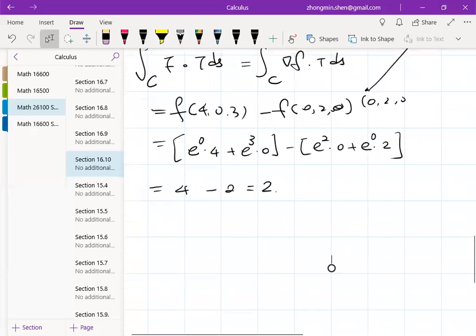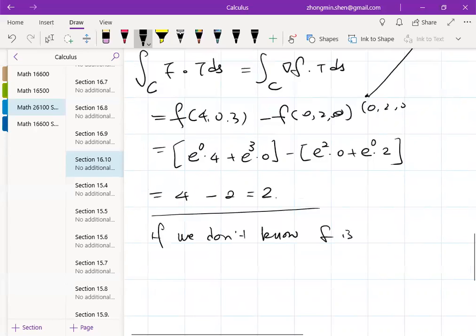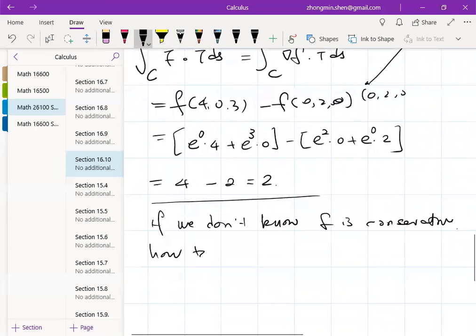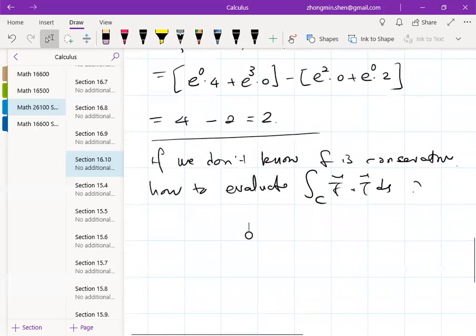If you want to evaluate this line integral, first of all, you have to find the parameterization. Okay. If we don't know f is conservative, how to evaluate this line integral? Okay, this is f dot T ds, right? So you have to do that directly, using the formula, the parameterization of the line.